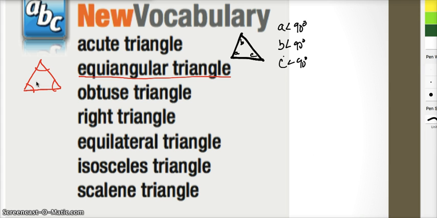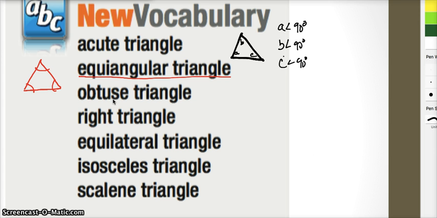Just for kicks and giggles, if we have an equiangular triangle, what would the measure of each of the angles be? Remember, the sum of the interior angles of any triangle has to be 180 degrees. And if this is an equiangular triangle, each of these angles would measure what? I know you're screaming 60, so I'm just going to say excellent job. Each angle would have to be 60 degrees.